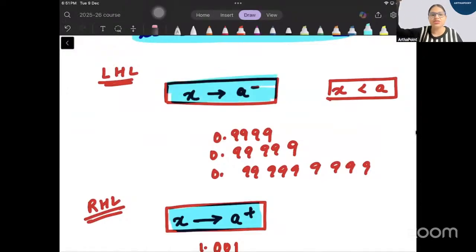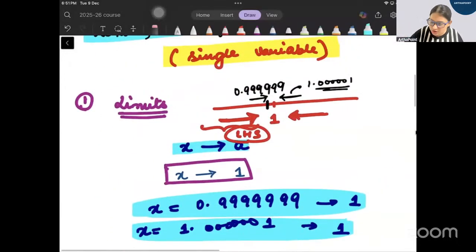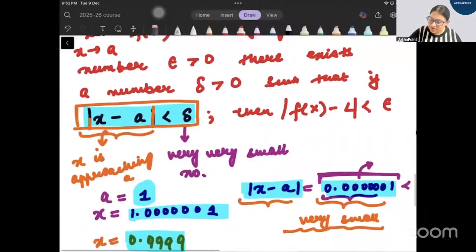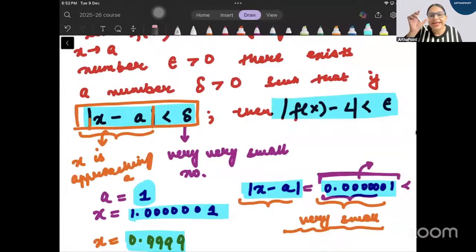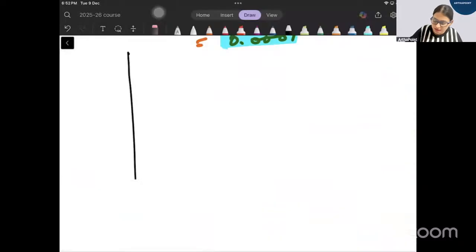We are going towards that number a. So x is going towards a. If my a is 1, then x is very close to a, the gap between x and a is very very small. Then it says that the gap between the function and the limit should be very very small, meaning the function value that I am getting and the limit that I am getting, that gap should be very very small. If that happens, then we can go ahead and say that the limit of the function exists. So we can show this graphically like this.